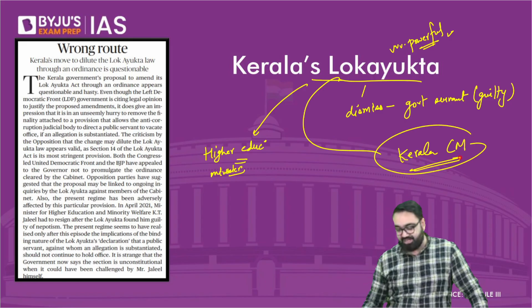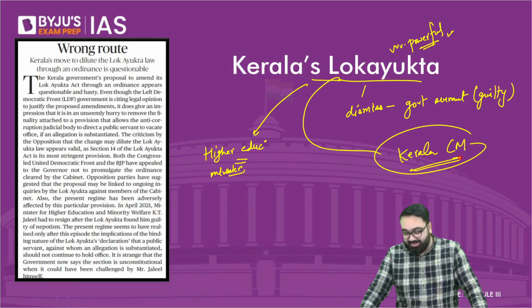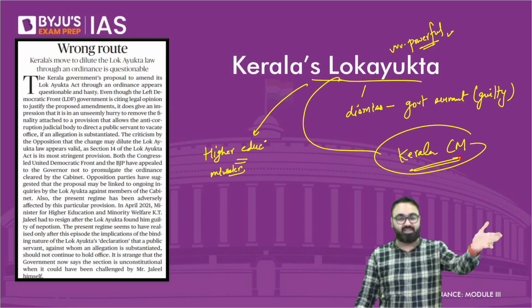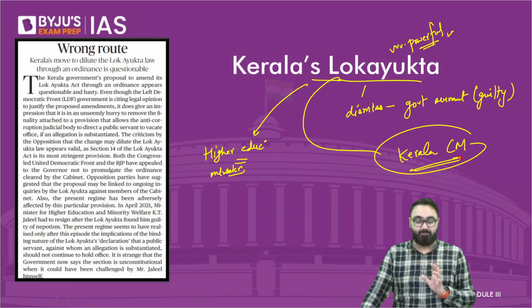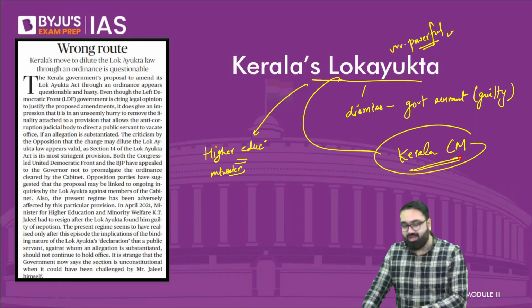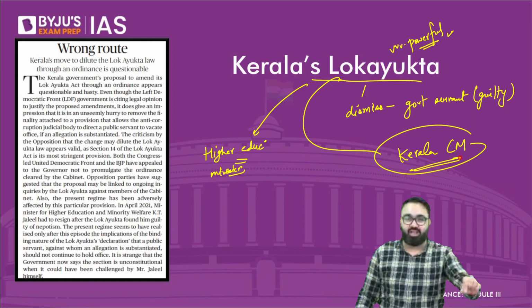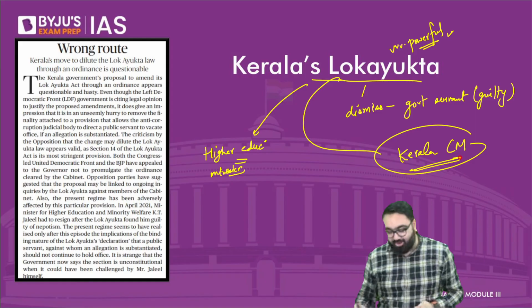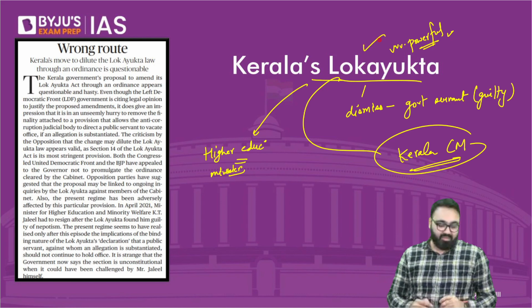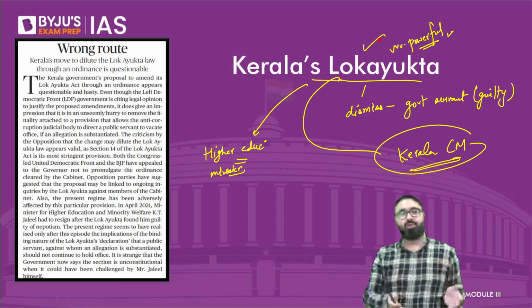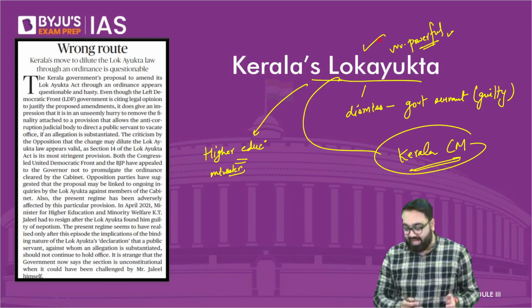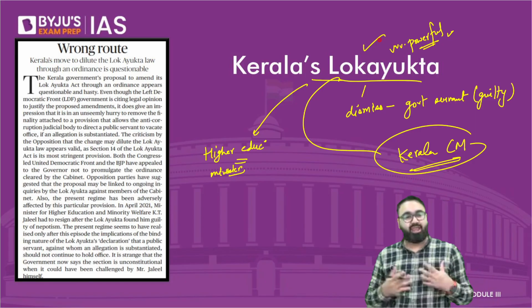There was some allegation. Now the chief minister got really worried. He thought, he has already removed one of my ministers. I don't want to be removed by him. So the Kerala government introduced an ordinance to change the power of the Lokayukt. They said that no, Lokayukt cannot have this much power.